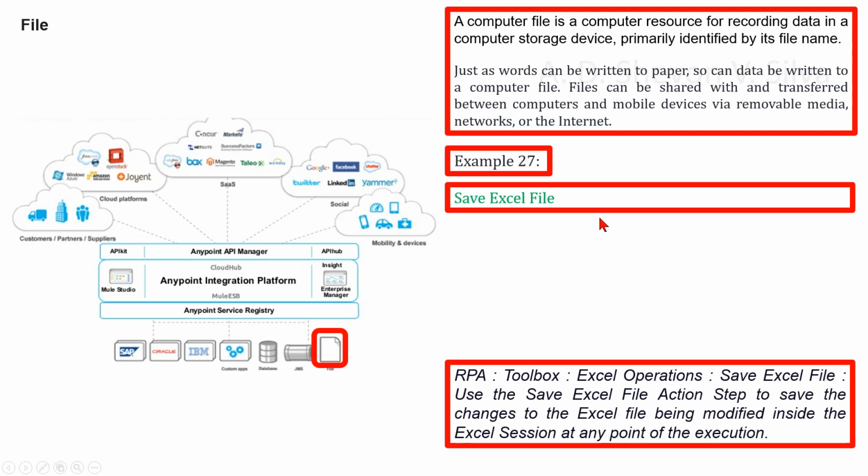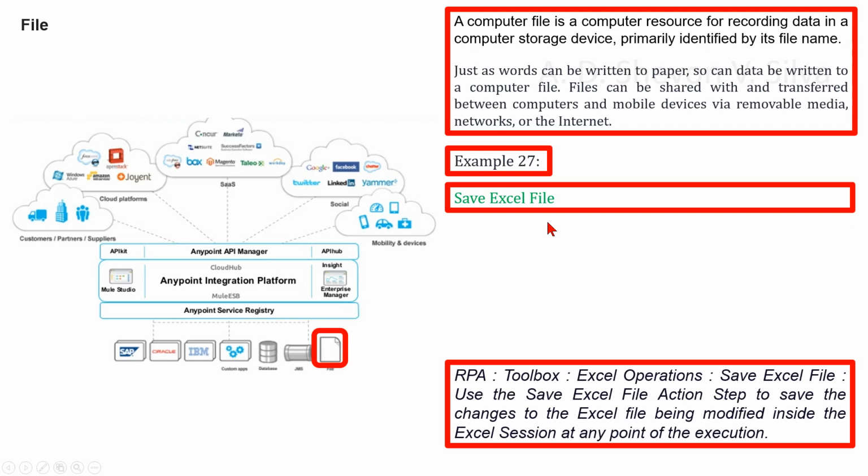Now we are considering Save Excel file in Excel operations in the toolbox in RPA. Use the Save Excel file step to save the changes to the Excel file being modified inside the Excel session at any point of the execution. For example, saving the Excel file after a loop operation serves as a way to prevent lost data in case workflow execution is stopped because of an unknown error.